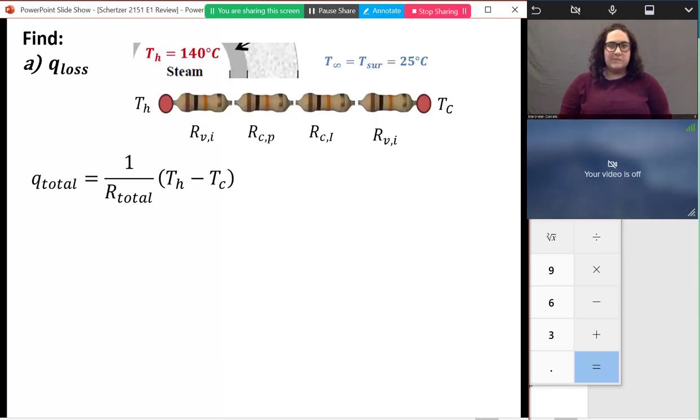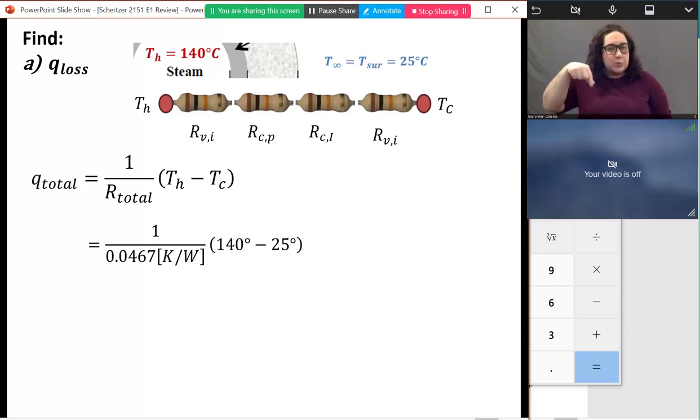But the problem doesn't ask me for the total resistance, it asks me for the heat transfer. So I can put that into this equation now, right? And I'm carrying my units, right? So I have 1 over this total resistance, so now my degree Kelvins are in the denominator of this equation, and watts are going to flip up to the top, which is nice because I want my heat transfer in watts.